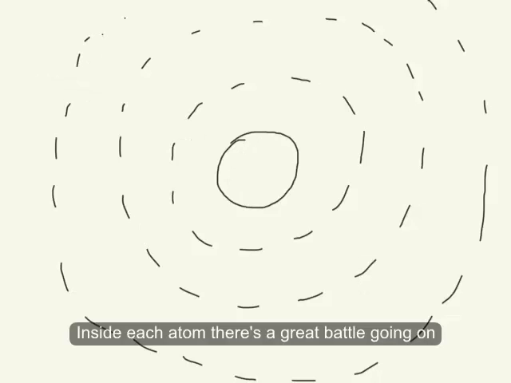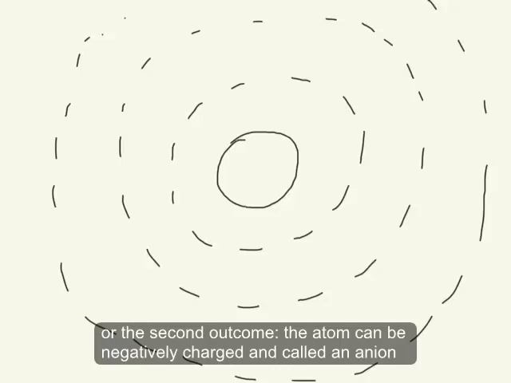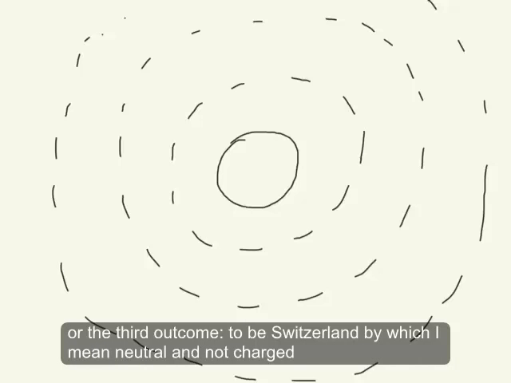Inside each atom, there is a great battle going on. It is a battle to control the charge of the atom. There are three possible outcomes to the battle. 1. The atom can be positively charged, and therefore called a cation. Or, the second outcome, the atom can be negatively charged, and called an anion. Or the third outcome, to be Switzerland, by which I mean neutral and not charged.